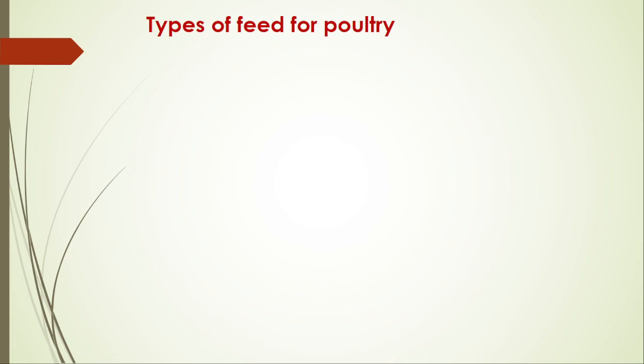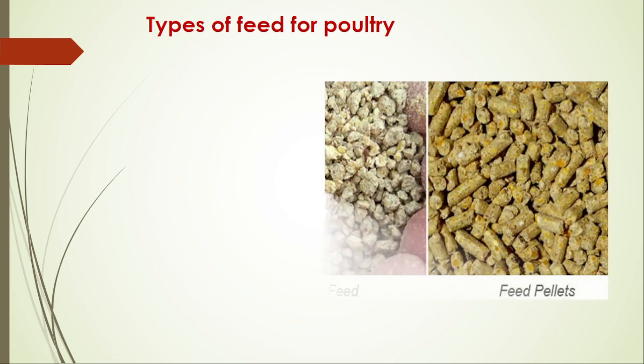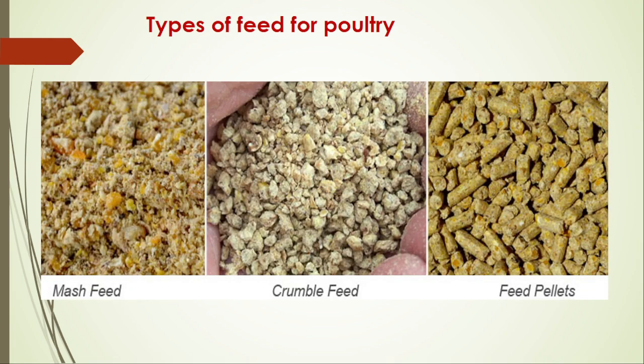Now we see the types of feed for poultry, the feed which is processed. These processed feeds are available in three forms: mash feed, crumble feed, and feed pellets. This first picture is of mash feed, and this mash feed is used especially for baby chickens.